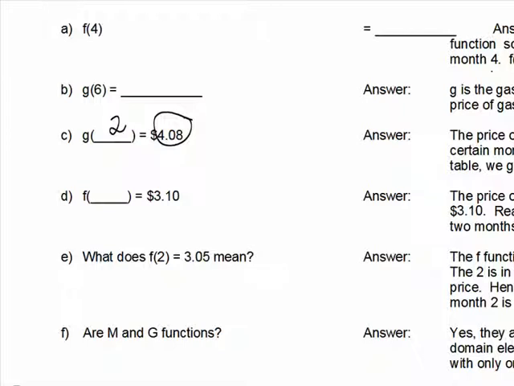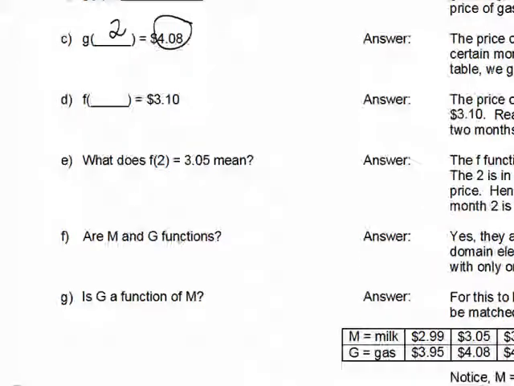Now, our M and G functions, we basically have talked about this before. They are both functions because each domain element, each input, which is the month, is matched with only one range element, the price. So we use time only once for each function.